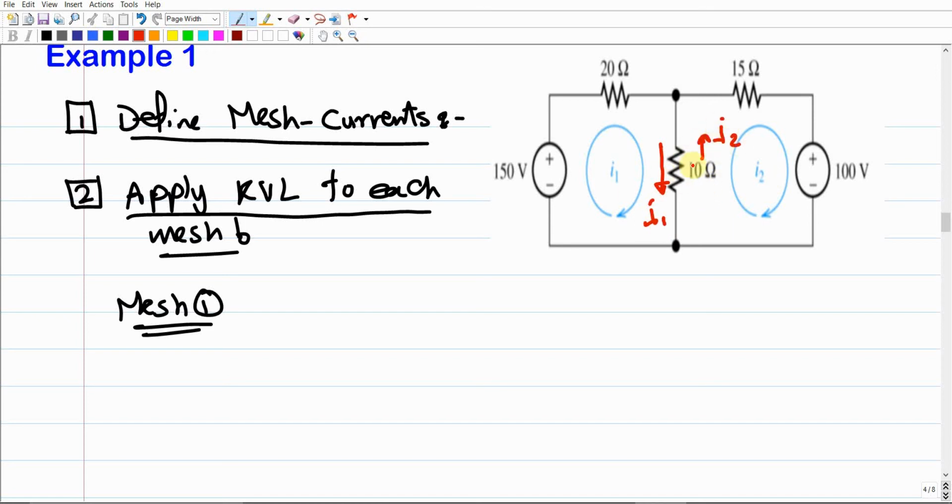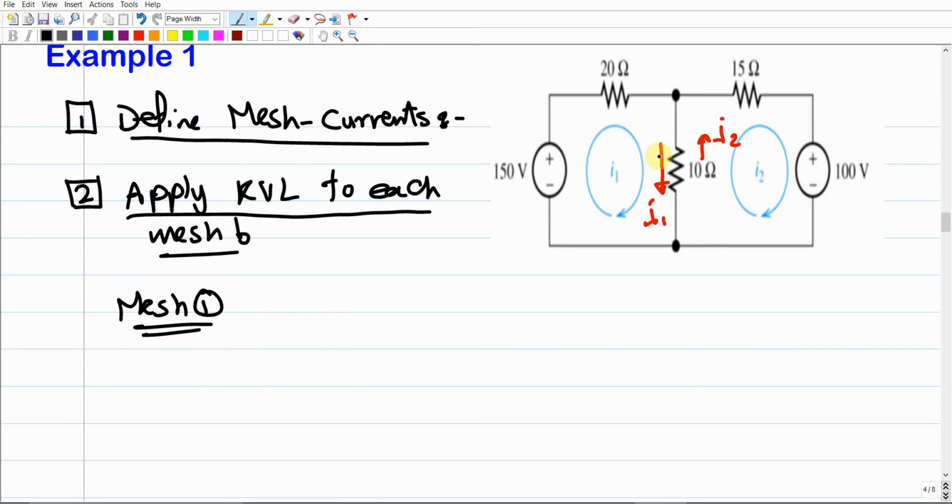So it means that the total current over this branch should be the difference between I1 and I2. Make sense? Depending on which reference, it would be I1 negative I2 or I2 negative I1. So here we are working over mesh 1, so mesh 1 is going to be our reference.